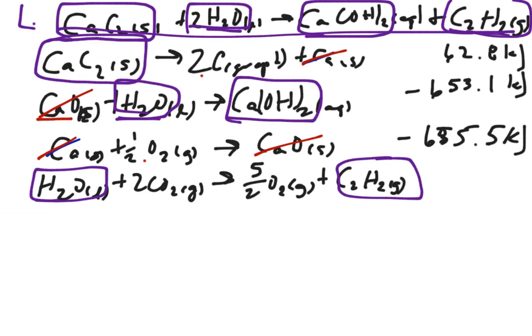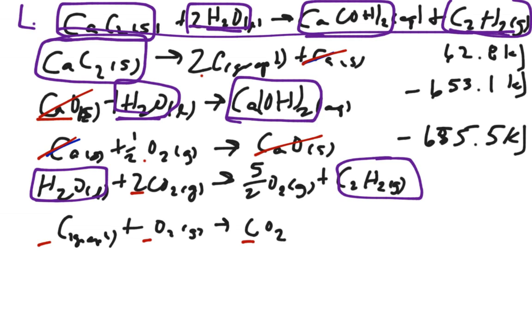I have nothing right now that's going to cancel, so I've got to put this last one in and hope that it cancels everything out for me. Let's write it down and see what we got. C graphite plus O2 gas goes to carbon dioxide. Well, I need 2 carbon dioxides, I need 2 graphites, and I need more oxygen.